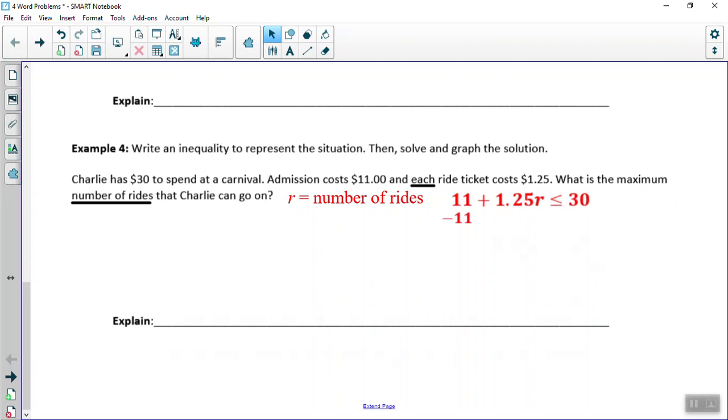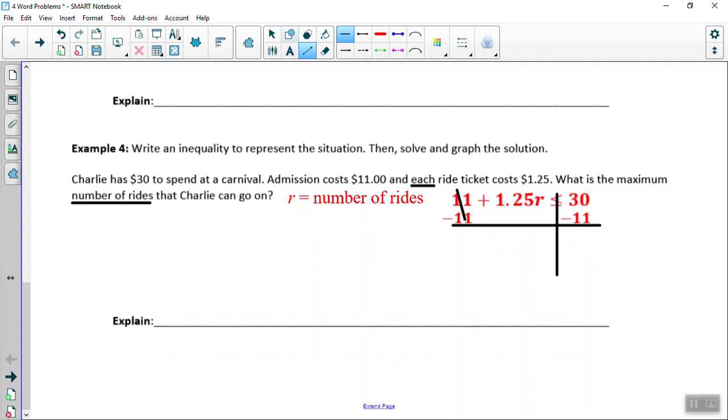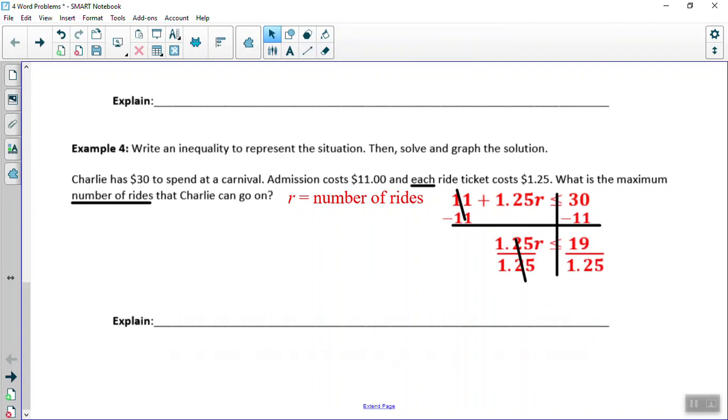I'm going to subtract 11 from both sides. Well, that cancels that out. I always like to draw my little line there. All right, bring down what's left. And then finally I can divide both sides by that $1.25. When I do that, that cancels this out. And then we're left with R is less than or equal to 15.2.